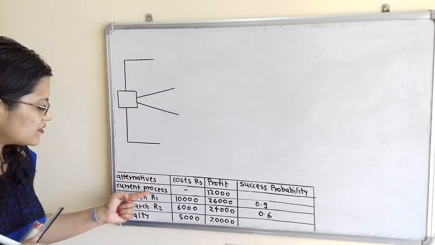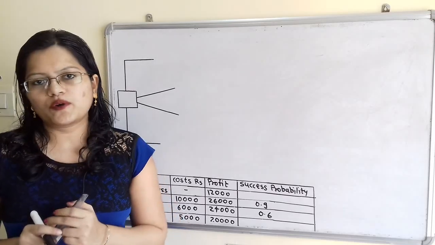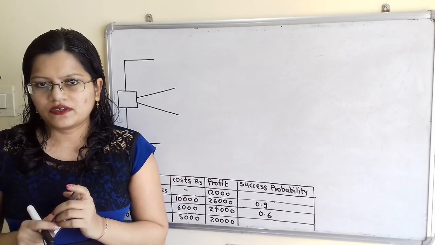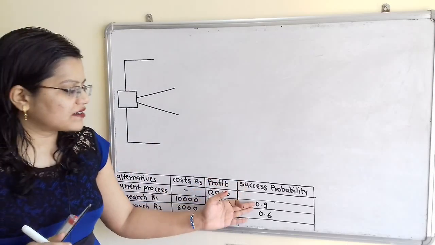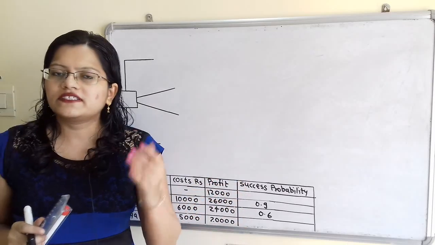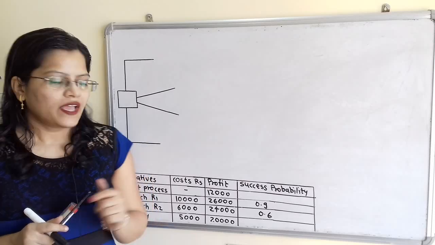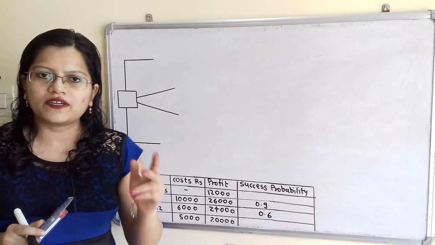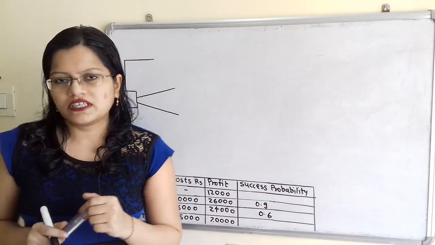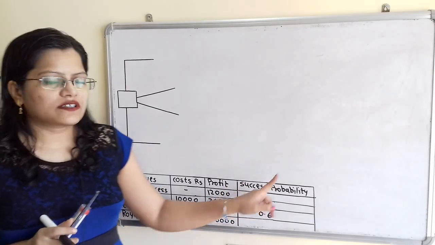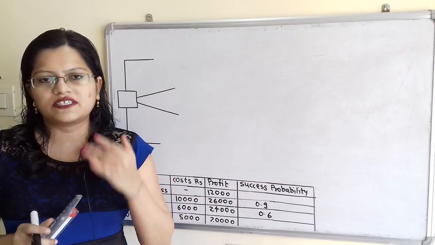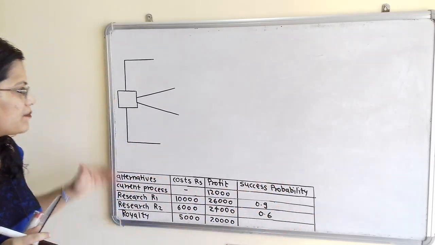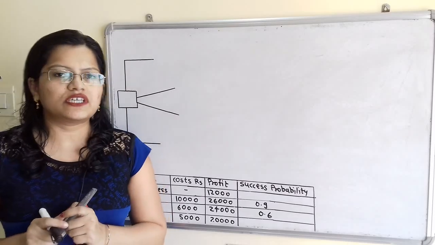But about the research R1 and R2, there are 2 probabilities. That is, this research will succeed or research will fail. So we can say that this success and failure are the chances of occurrence. For research R1, success probability is 0.9, that is 90%, mentioned in the question, and for research R2, success probability is 60%, that is 60 by 100, that means 0.6. So as per this table, we have to prepare the decision tree.